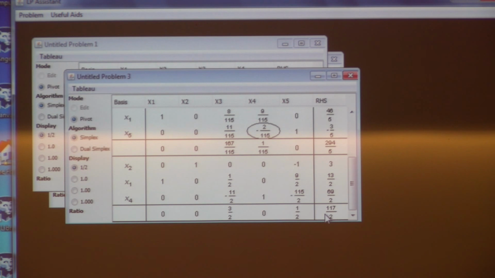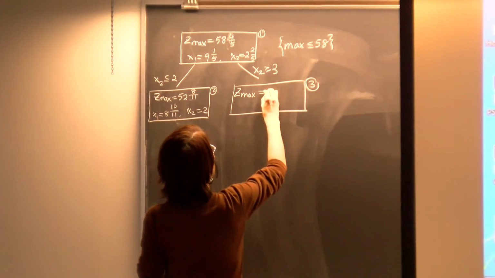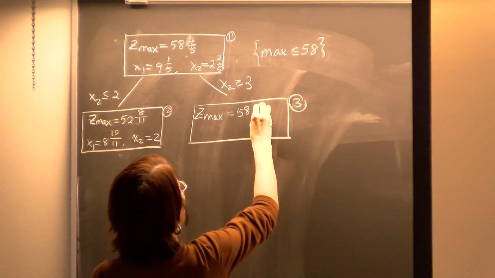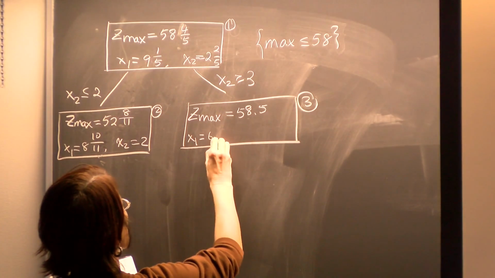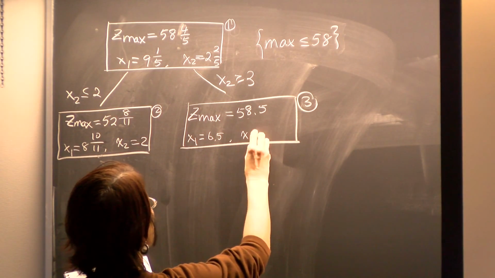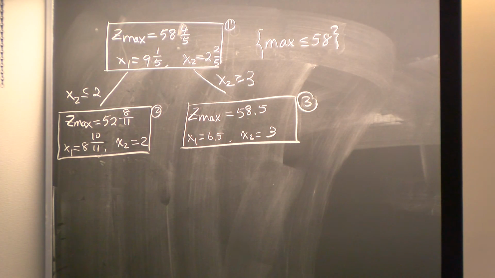Okay, so let's write down. 58.5 is the solution. So Z max is 58.5 at x1 is 6.5, x2 is 3. Now you have two tableaux. They both give you a non-integral solution.